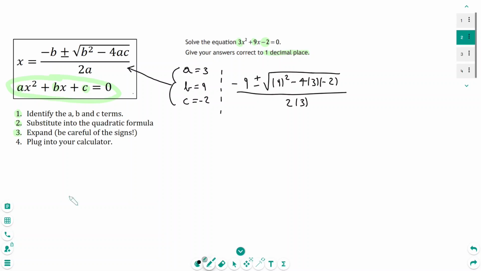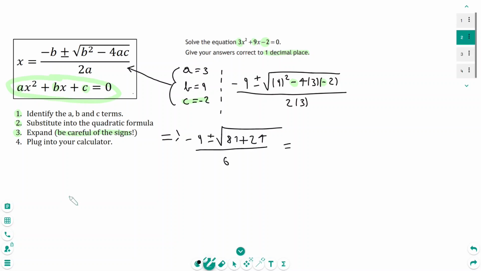Now, the hard step, we need to expand, and we need to be extra careful about any of the signs. So I'll show you what I mean in just a second. Let's do that. We'll get minus 9 plus or minus the square root of 81. And now here's where you need to be careful. You'll notice there's a minus sign here and a minus sign there, which we've picked up from the c term. Anytime you multiply two negatives, you should remember that you get a positive. So here we get a plus, and then just 4 times 3, which is 12, times 2, which is 24. So plus 24, and that's all divided by 6.